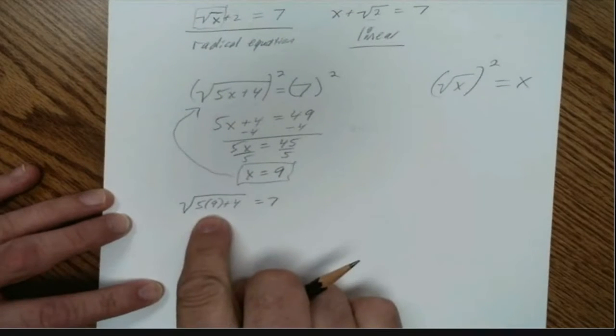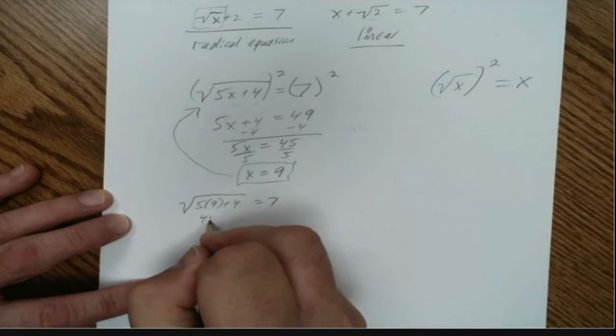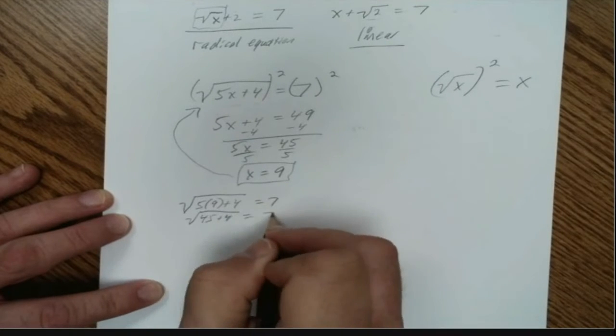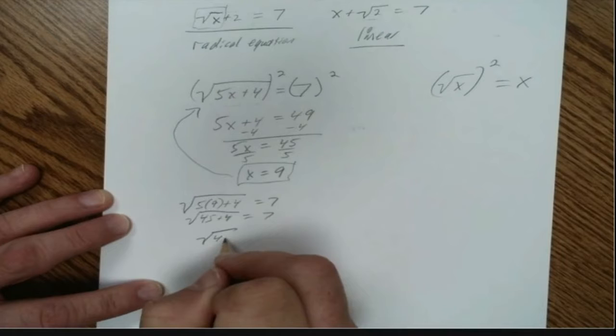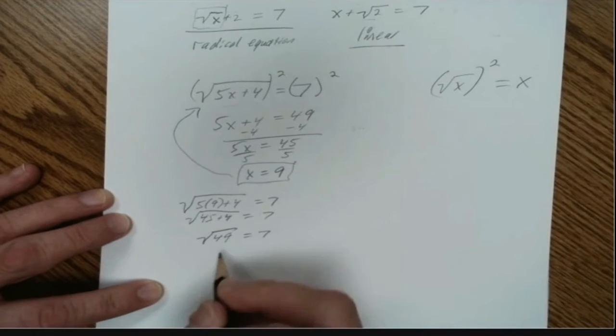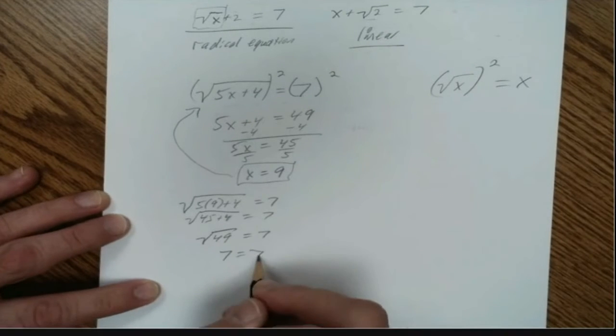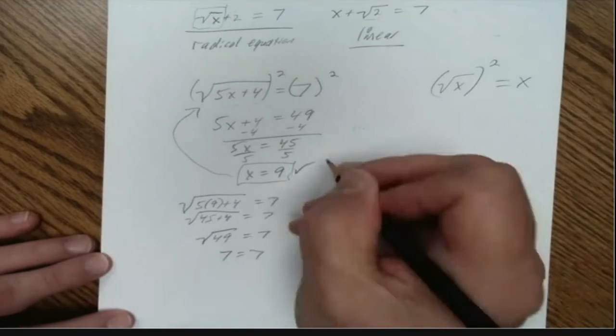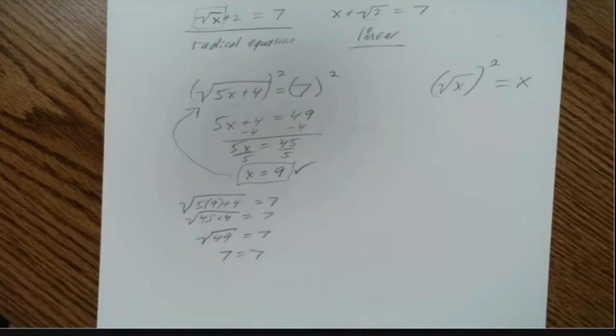5 times 9 is 45 plus 4. So we have the square root of 45 plus 4 equals 7. Square root of 49 equals 7. And yes, 7 equals 7. So this works. This is a good solution. x equals 9, and it's not extraneous.